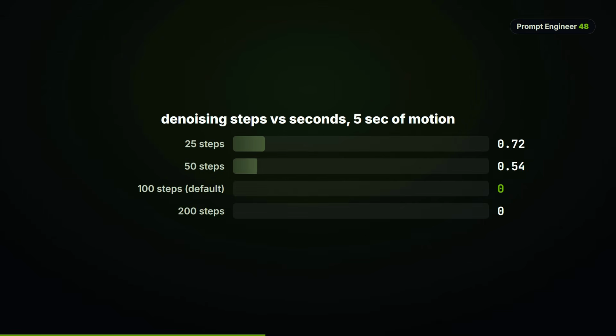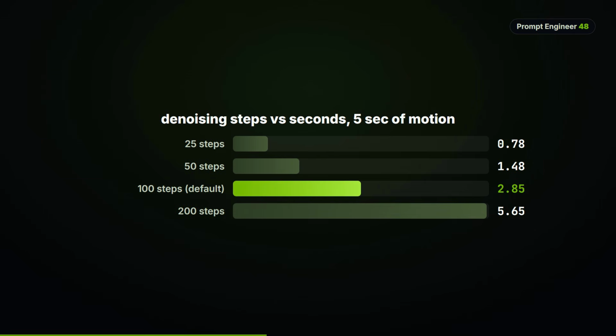There is also a quality knob. It denoises 100 times by default. Drop it to 25 and you get a motion in under a second. Push it to 200 and it takes 5.5.